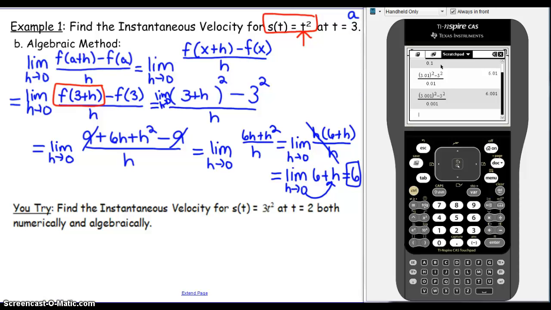So at this point, I want you to pause the video and try the u-try here. Find the instantaneous velocity for s of t equals 3t squared at t equals 2, both numerically and algebraically. So pause the video, and when you're done, start the video back, and I will give you the answers.